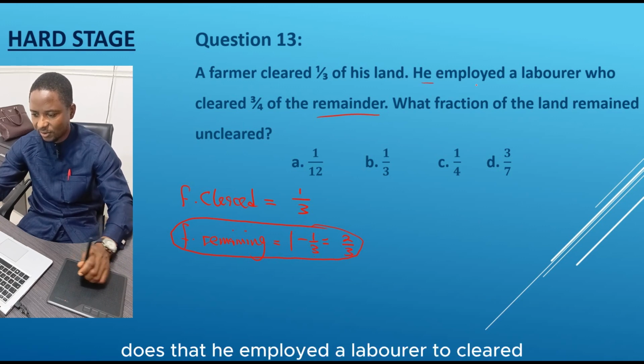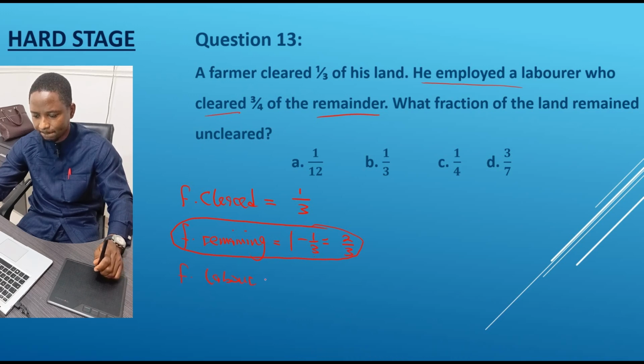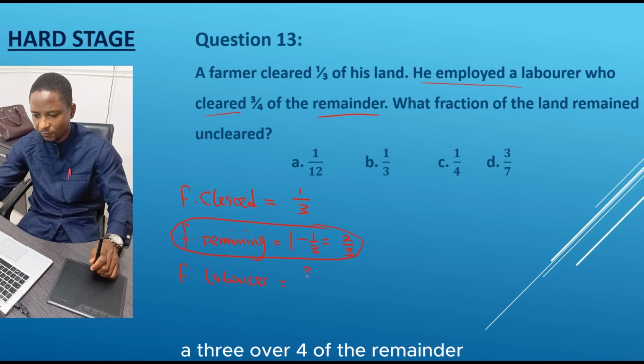They said he employed a laborer to clear. So what the laborer cleared is 3/4 of the remainder. And what's the remainder? 2/3. So 3 cancels 3, 1, 1. 2 here 1, 2 here 2. So you're left with 1/2.